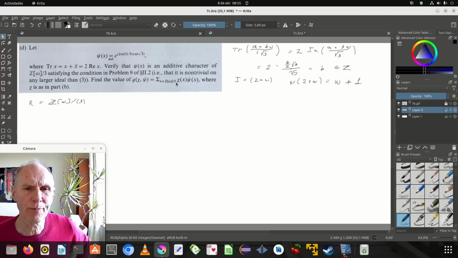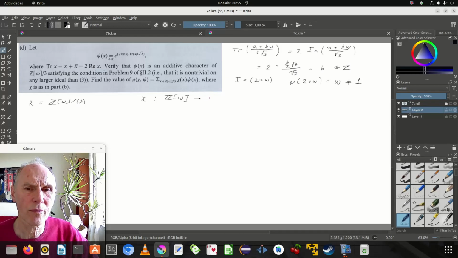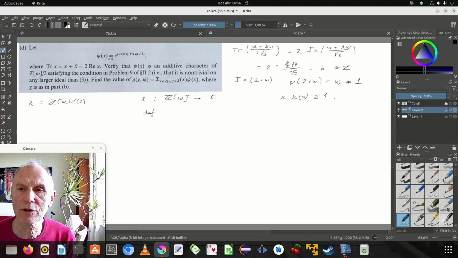Before embarking on the calculation, I think I need to specify something about the character chi, which maps the entire ring into the third roots of unity. Well, first of all, its definition. It's defined by x times chi of x is equivalent to unity modulo 3. So is it a character?